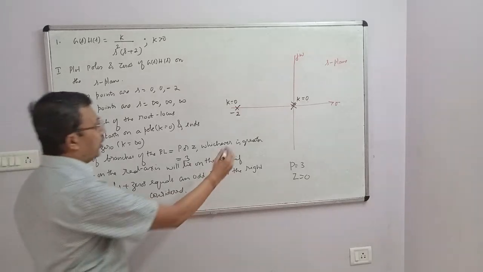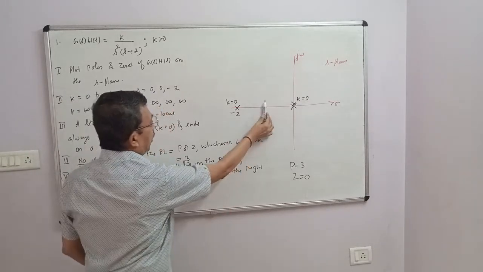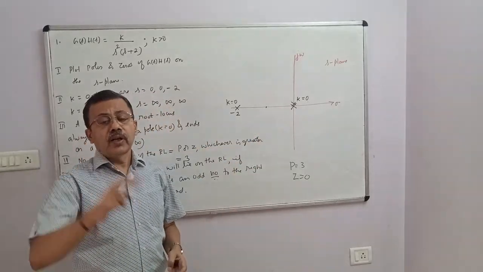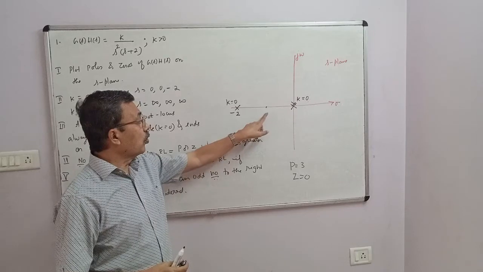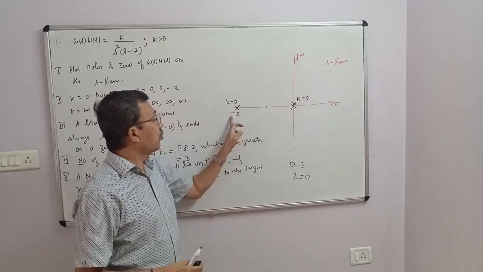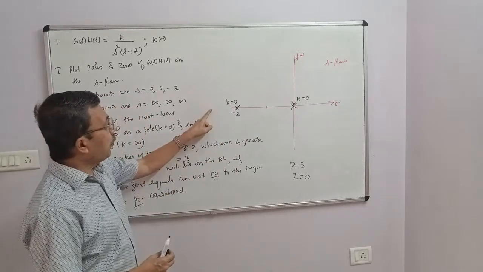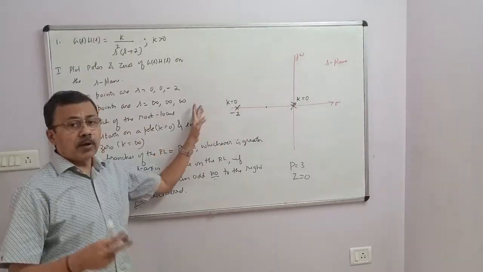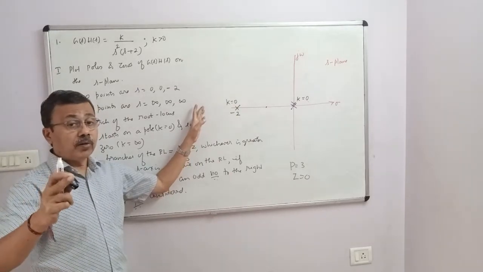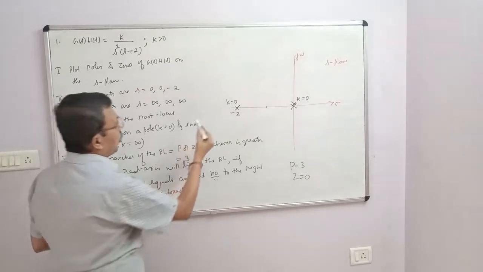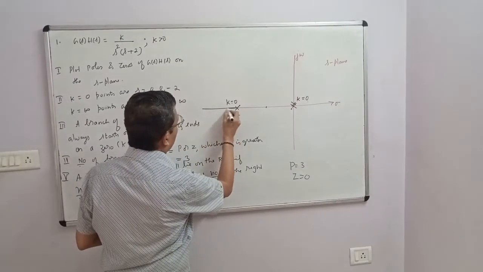So I'll take a point here. To the right of this point we have 2 poles and no zeros. 2 is an even number, therefore root locus will not lie anywhere between 0 and minus 2. You take a point to the left of minus 2, number of poles 3, number of finite zeros 0, 3 plus 0 is 3, and 3 is an odd number, therefore root locus will lie to the left of minus 2.